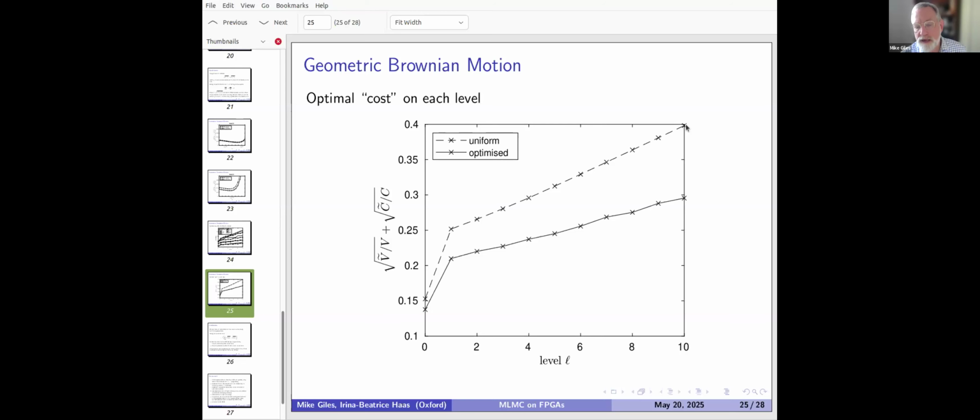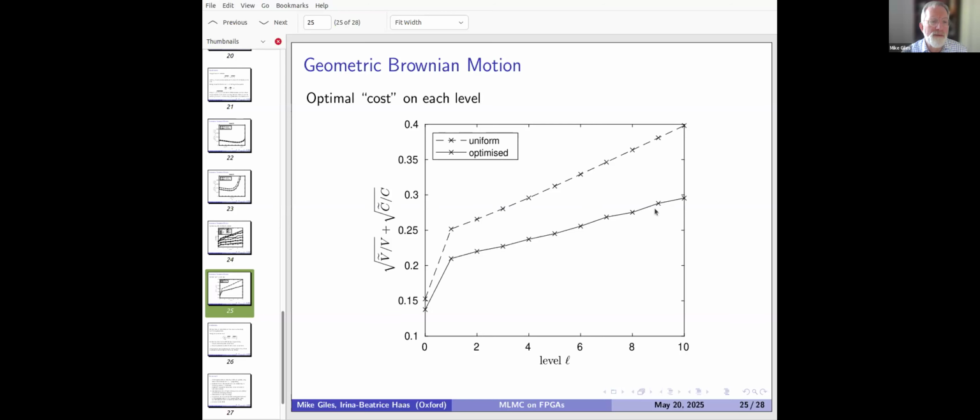So it's a possibility that we would decide that we only want to use the FPGA for the first, I don't know, 6 levels. And after that, we just do everything on the CPU. Particularly if we're doing something like the Milstein approximation, where most of the cost anyway is on the coarse levels.